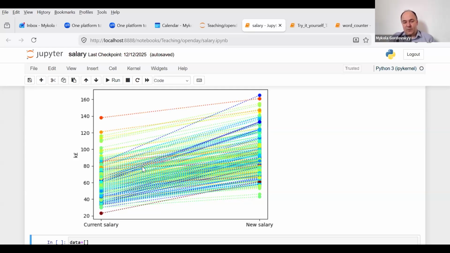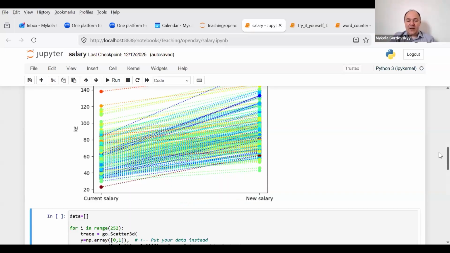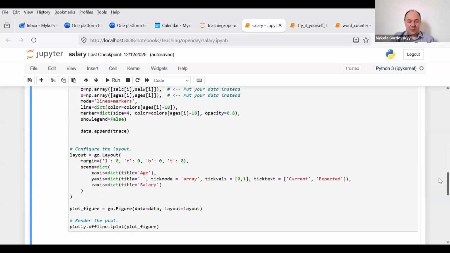What was very interesting when I got this data and analyzed it is that there is a very strong correlation between the age of the participant in this exercise and their salary expectation. So instead of this two-dimensional plot, we can create a three-dimensional scatter plot.